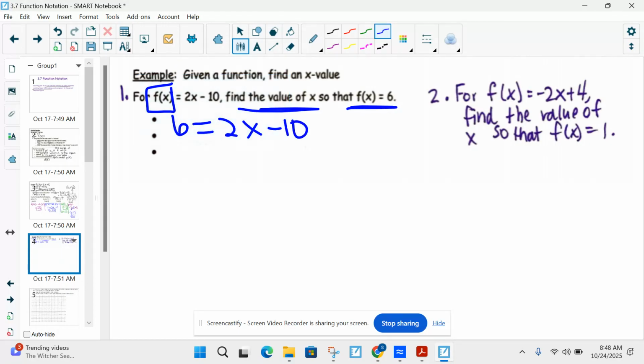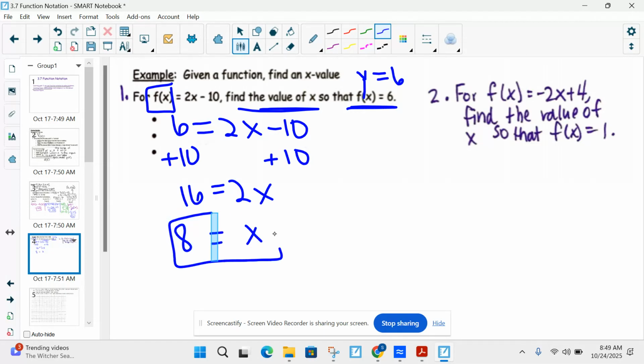So we're not plugging 6 into x. We're finding x when the y is 6. It looks like an x. When the y is 6. And then you would solve it. So you're going to add the 10 over. And that's 16 equals 2x. Divide by 2. Yes, 8. And so this means when x is 8, the y is 6.